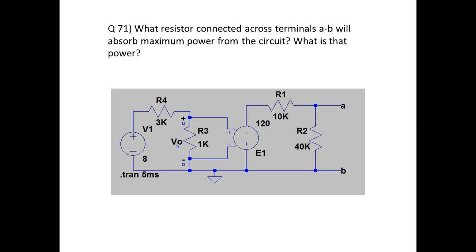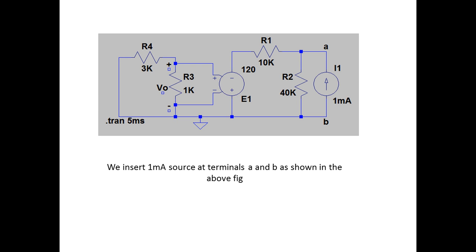Question 71. What resistor connected across the terminals A and B will absorb maximum power from the circuit? What is that power? So we insert a 1 milliamp source at the terminals A and B as shown in the above figure. Now applying the nodal analysis at node A, we get 1 is equal to VA divided by 40 plus (VA plus 120 V0) by 10. So 40 is equal to 5 VA plus 480 V0.